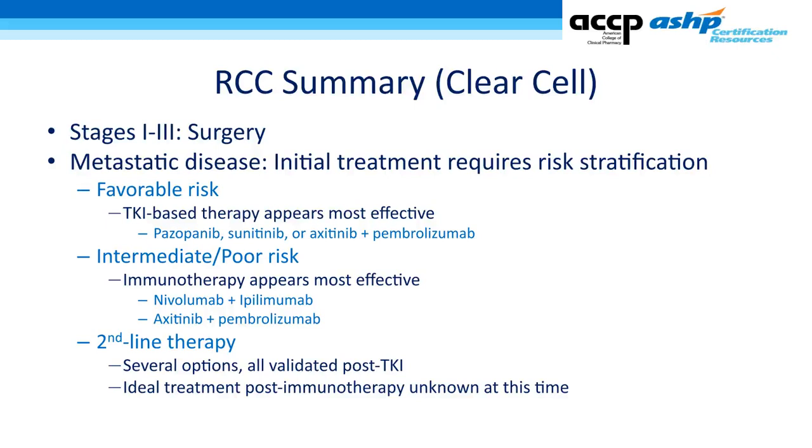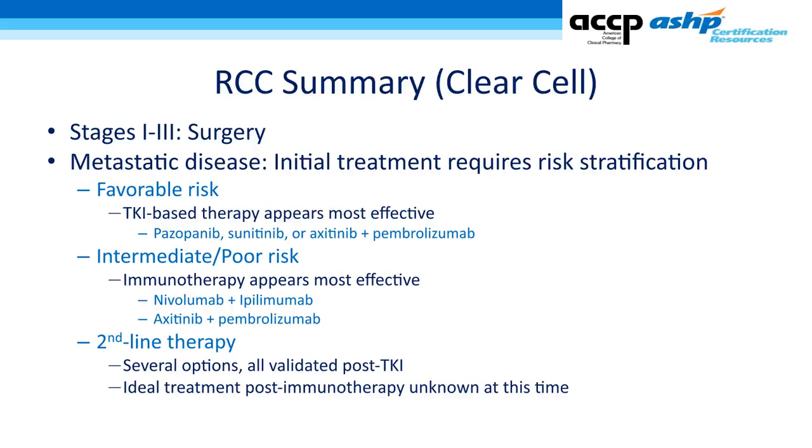So just to wrap up renal cell carcinoma, for stages 1 to 3, treatment is surgery. There's not a well-defined role for adjuvant treatment in the stage 3 setting for immunotherapy or TKIs at this point. In the metastatic disease setting, we do risk stratify favorable risk versus intermediate and poor risk. Now, for favorable risk disease, it appears that TKI alone is probably the best strategy, so pazopanib or sunitinib. I mentioned the axitinib plus pembrolizumab combination is a preferred first-line regimen for favorable risk.